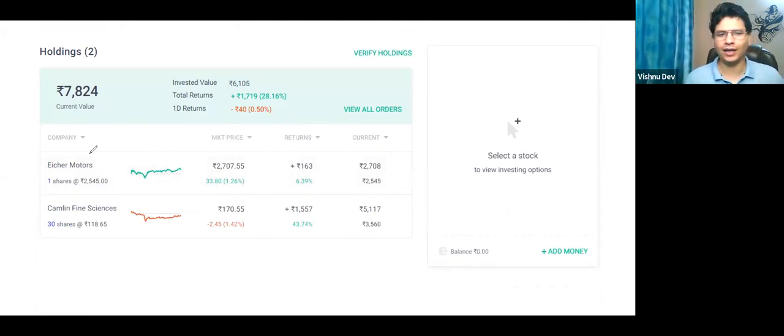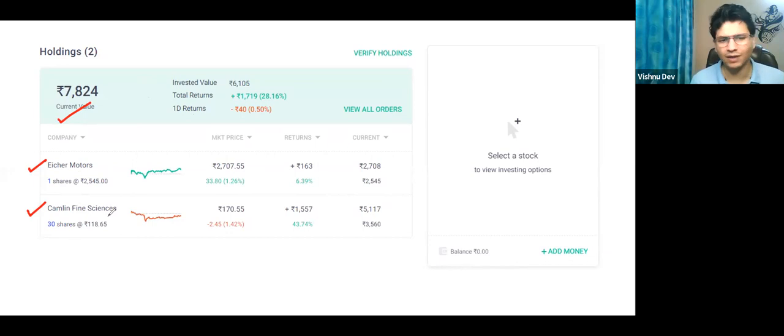No, Niketan, that portfolio is something which you should not show to everyone every time. But I will just show this as an experiment. So this is the total value, and there are two companies in my holdings. One is Aisha Motor and one is Camlin Fine Sciences.